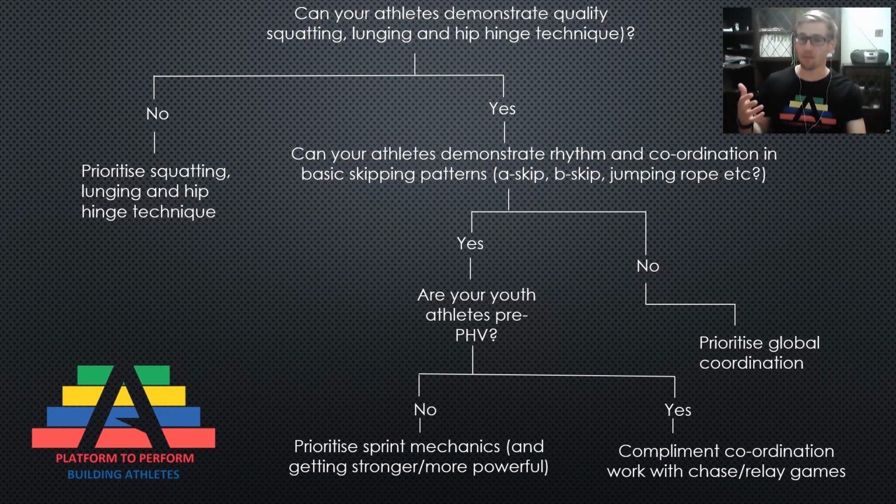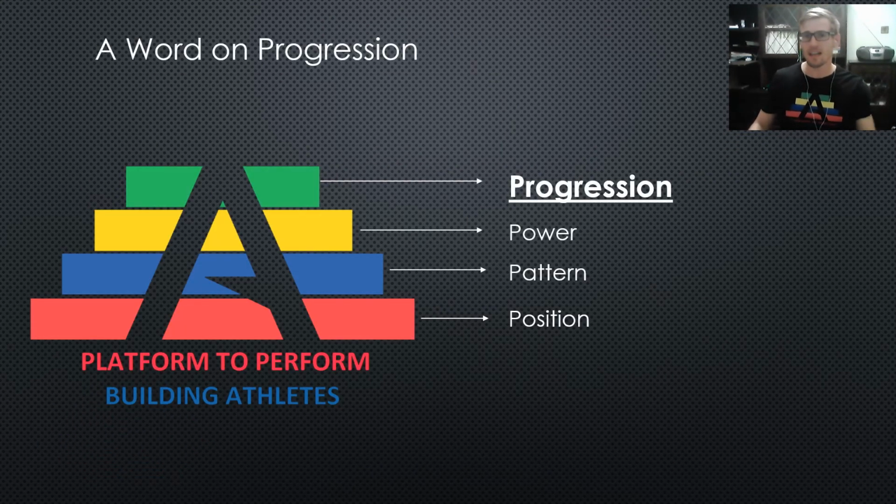If they are pre-PHV or pre-peak height velocity, pre-growth spurt, you're going to complement their coordination work with stuff like chase games to drive that intent. So a word on progression. As I said, what might come after we've got an athlete who can move, develop mobility, stability, do this at speed, and with some element of coordination.